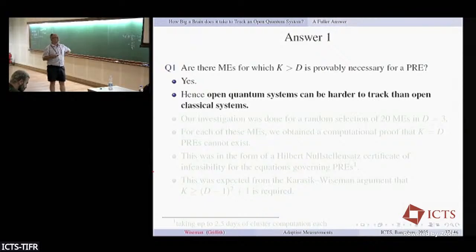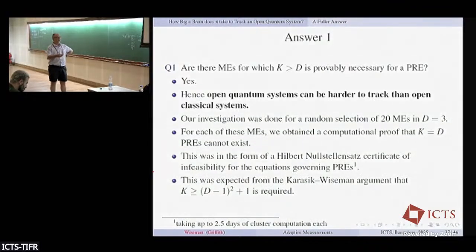We did this numerically, but in the sense of doing some very fancy mathematics to prove the infeasibility of solving these equations. So it wasn't just that we tried hard and couldn't find any solutions. No, we proved that no solutions existed, and therefore we know that, yes, K in general has to be bigger than D.